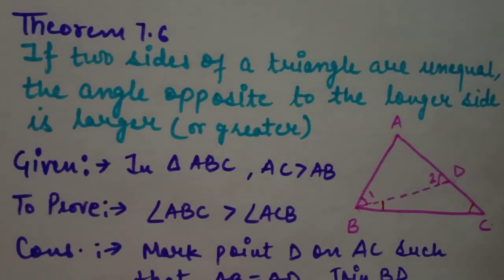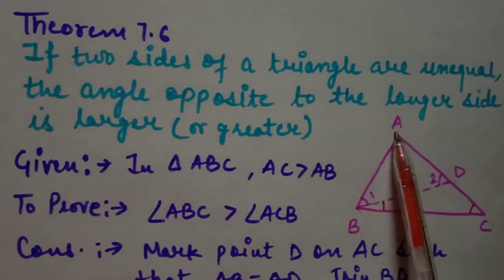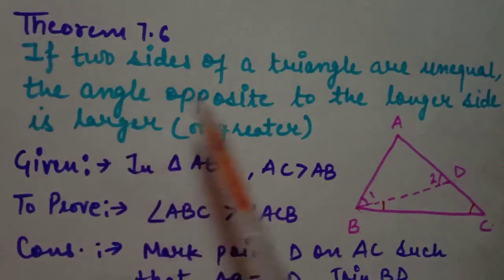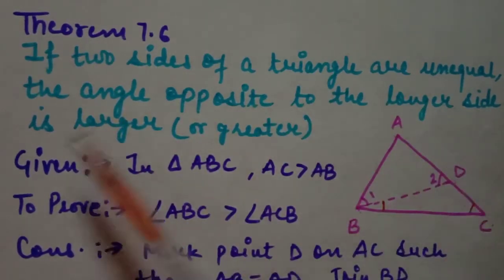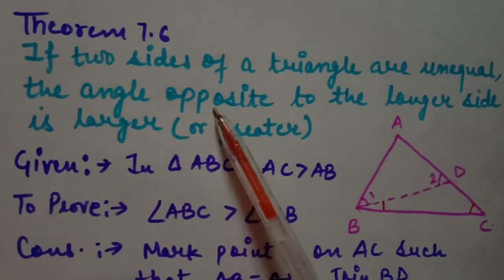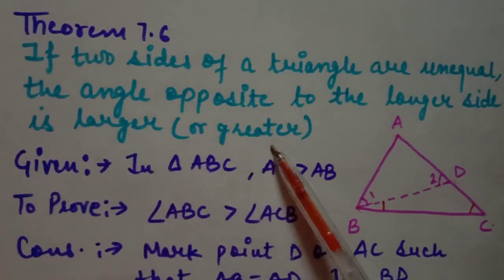So according to theorem 7.6, if we have a triangle ABC and two sides are not equal to each other, they are unequal, like AB and AC are unequal to each other, then we have to prove that the angle opposite to the longer side is larger. So we have to take one side as longer and prove that the angle opposite to that side is also larger or greater.